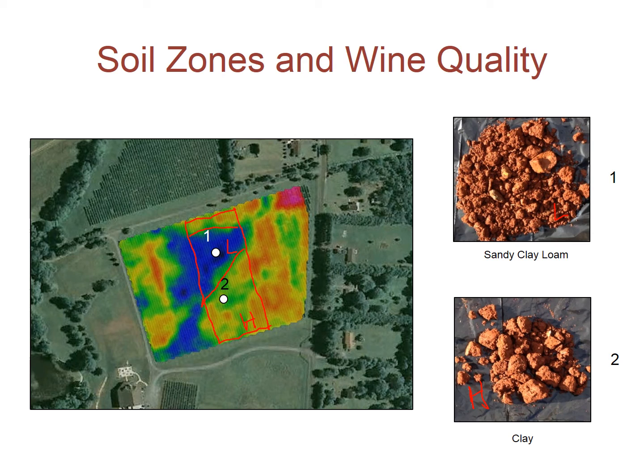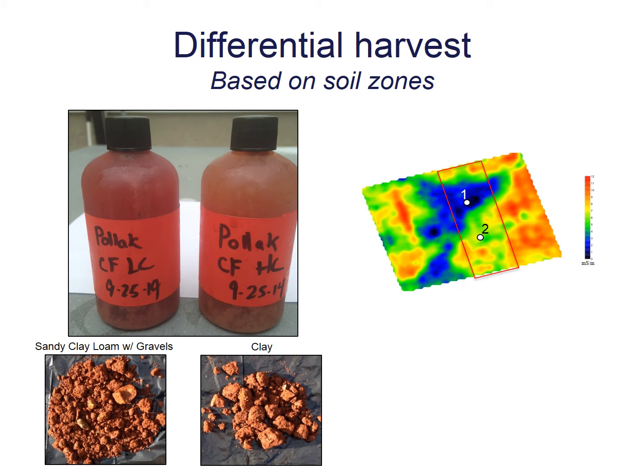We have implemented a differential harvest at this site 3 years in a row and consistently see the same differences from each soil zone. So what we do is we harvest the fruit from each zone separately. The winemaker makes separate lots of wine based on the soil zones. And we consistently see that the low conductivity zone is producing wines with darker color, more ruby color, and better pH. The high conductivity wines coming from the clay soil have higher pH and poorer color retention.